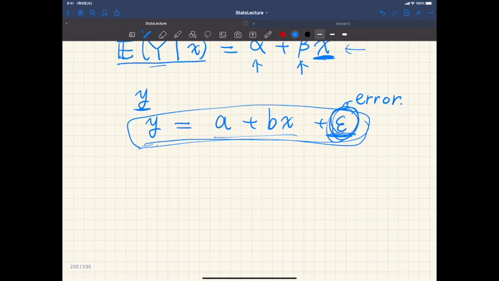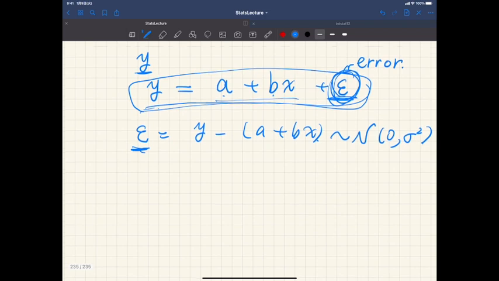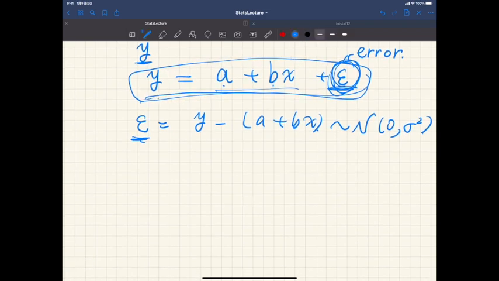But the point is, if we determine a and b, then the error is expressed as y minus (a plus bx). In the end, we assume this error follows a normal distribution with zero mean and some variance. So this error is a random variable. What we want to do is to minimize this error. We want to determine a and b as accurately as possible, in the sense that this equation holds as accurately as possible. So how do we do this?